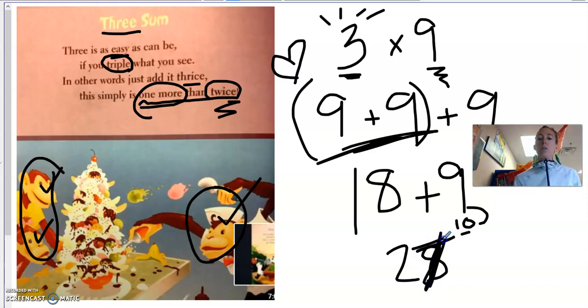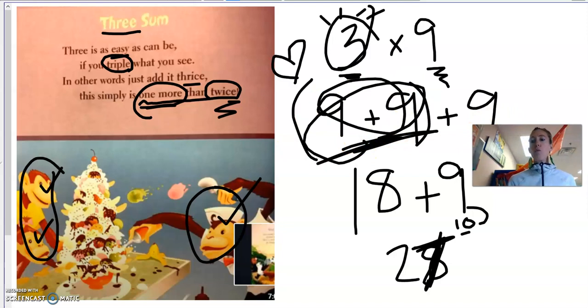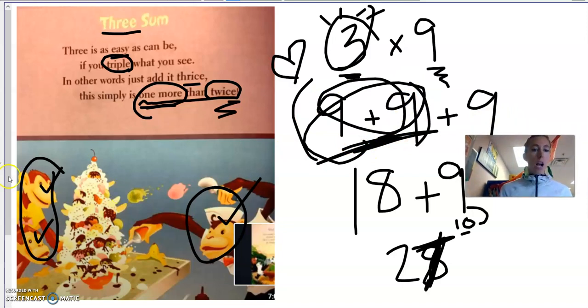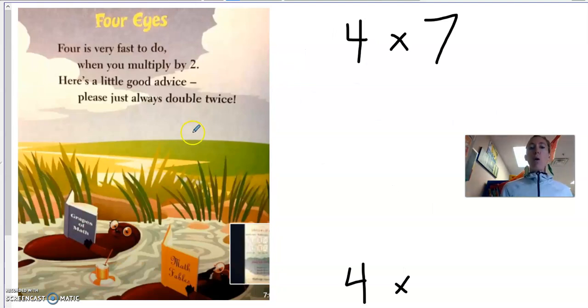Okay? So we're thinking smart with our 3. We're going to think it's 1 more than twice. Get that double and add on 1 more. Okay? All right, let's go to our next factor of 4. So check it out. This one's called 4 eyes. See it? We have 4 eyes. These guys down here.